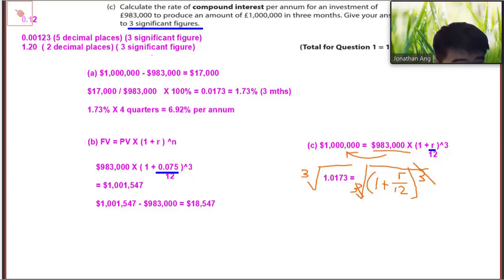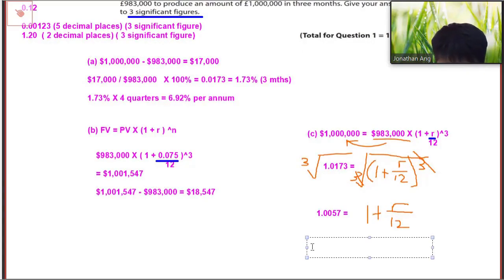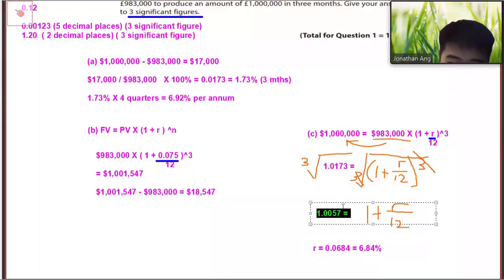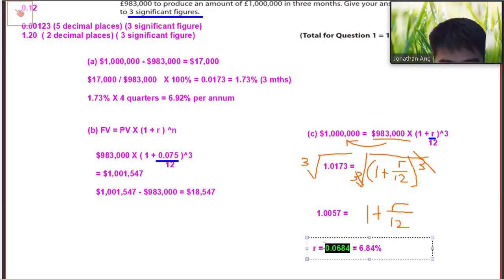So press your calculator. You should get 1.0057, which equals 1 plus R divided by 12. So you will get your R equals 0.0684, which translates to 6.84%. So this is what you wanted. You take the 1.0057 minus 1, then multiply by 12. Basically, you just take 0.0057 multiplied by 12, you will get this figure, and you translate to percentage terms, you will get 6.84%.